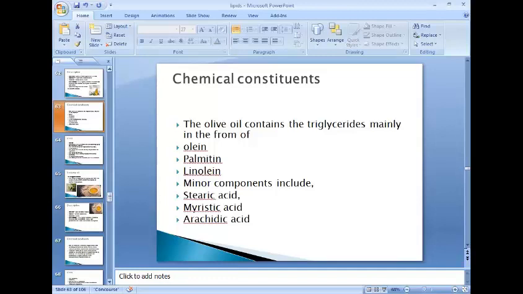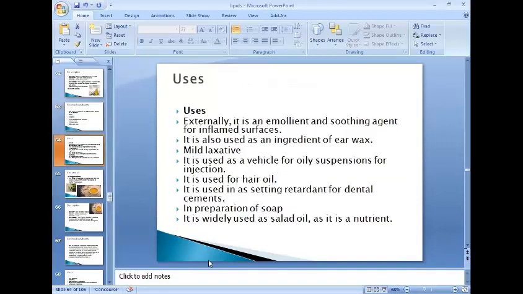The chemical constituent include triglyceride that has the composition or the component in this triglyceride include choline, palmitin, linolene, which are the major component, whereas the minor component include stearic acid, malic acid, and aromatic acid. It has emollient property and soothing effect on the skin or inflamed surfaces of the skin. It used as ingredient of hair wax, and it also has laxative property.